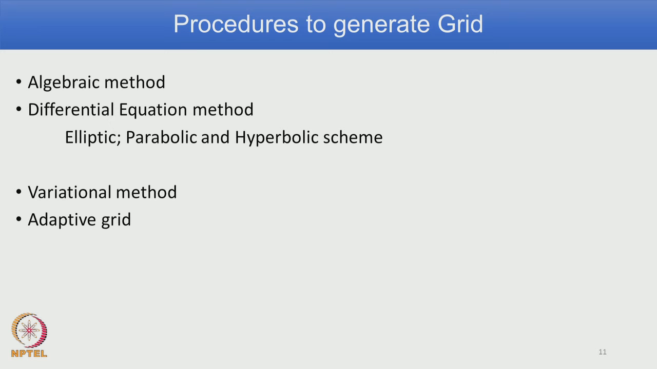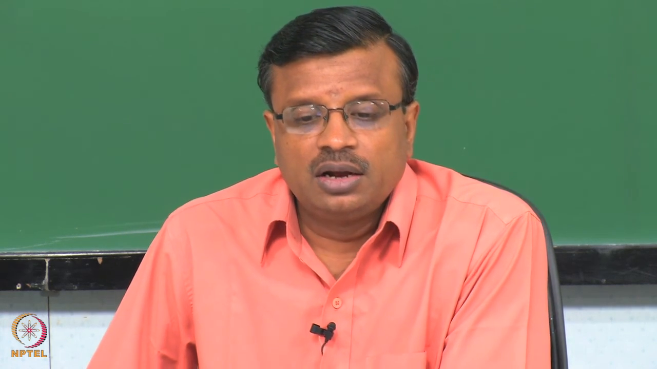So, in the case of a geometry changing its shape as a function of time or as a solution progresses, then you want to have a grid adapting to the changes. So, that is also possible, and that is called adaptive grid. To understand more about grid generation, we need to go to the separate detailed procedure that is not covered in this course.